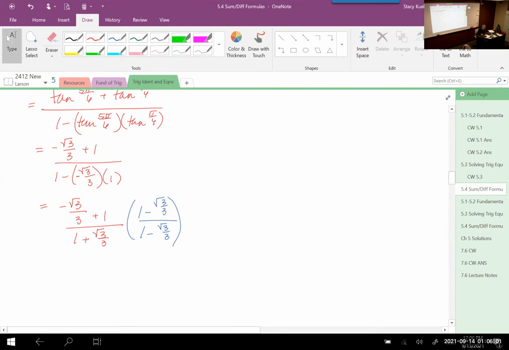Wait, where'd you get the minus from? It's the conjugate of what we're multiplying by. Remember, the conjugate is the exact same thing as the denominator, opposite sign. That's a conjugate.